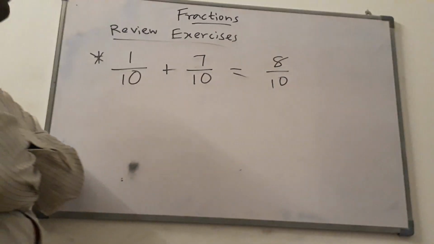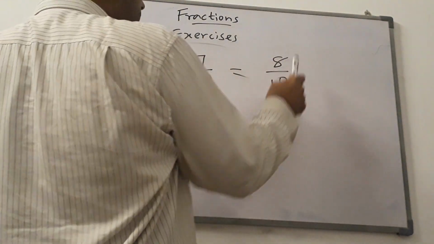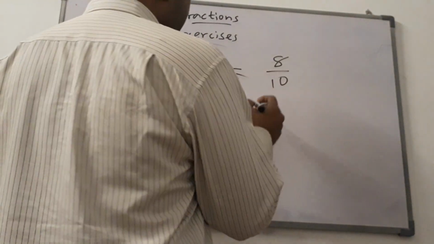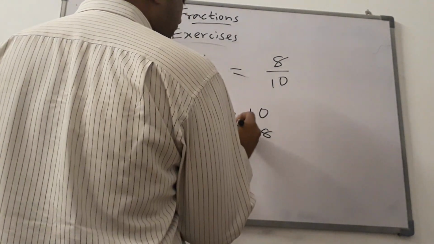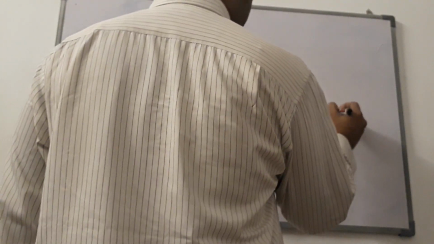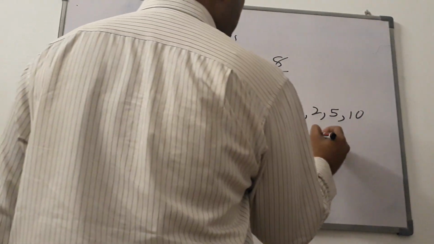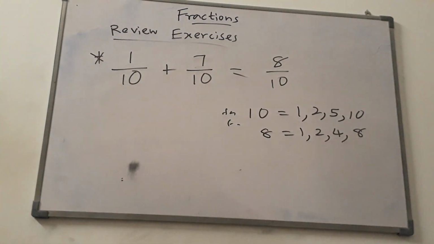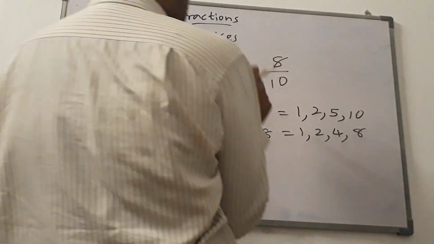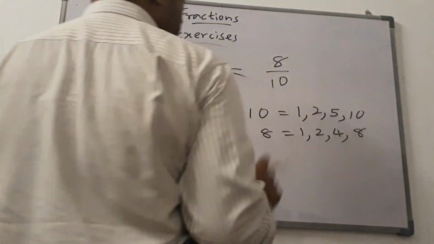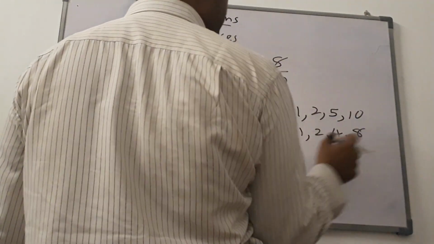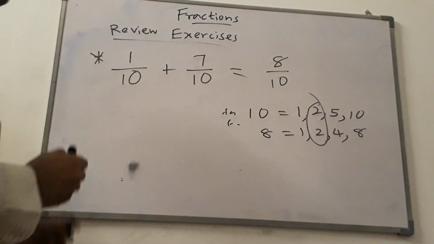In the previous session I taught you how to make equivalent fractions into their lowest form. Both have a common factor. The factors of 10 are 1, 2, 5 and 10. The factors of 8 are 1, 2, 4 and 8. Out of these, the highest common factor is 2.